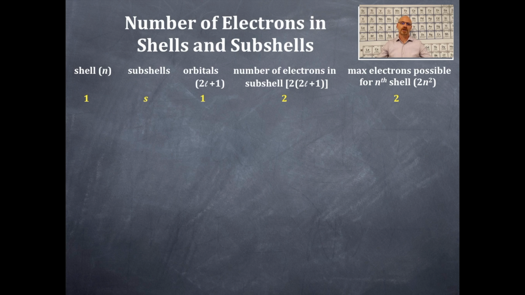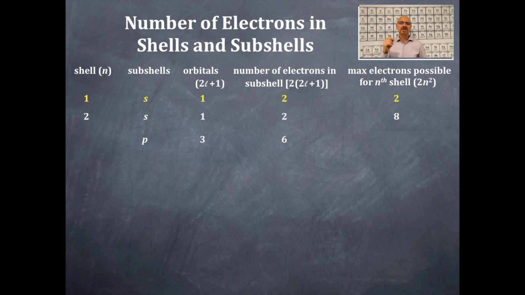Okay, so let's do the first one here. The shell of n equals 1 has a subshell of s. How many orbitals? 1. Number of electrons in that subshell? 2. The maximum number of electrons? 2, because there's only 1 orbital. Hopefully that works.